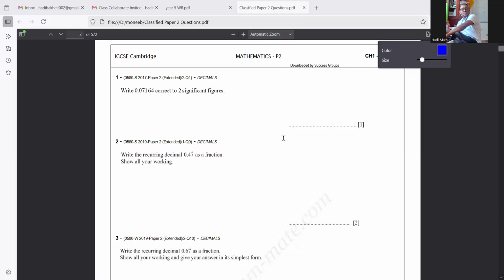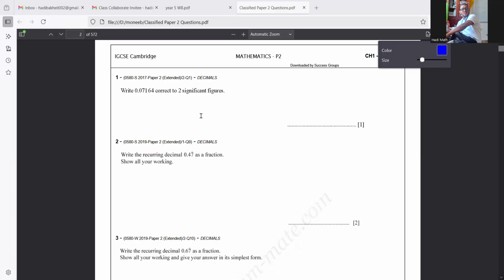Okay, dear IGCSE students, this is Unit 1. This is Class 5, past papers. This is Unit 1, it's numbers. Question number 1, they say write 0.07164 correctly to two significant figures.